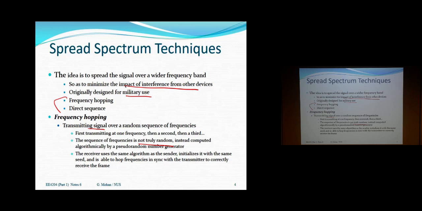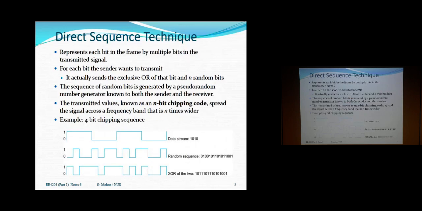The second technique which is used is the direct sequence technique. This is also quite simple, easy to understand. That's the basic concept. In this case, each bit is represented by a sequence of bits in the transmitted signal. That means for each bit to be transmitted, let's say you want to transmit 1, or let's say you want to transmit 0, instead of 1 we transmit a sequence of bits. Instead of 0, we transmit another sequence of bits. So what is the sequence of bits which need to be transmitted? That is based on a random sequence.